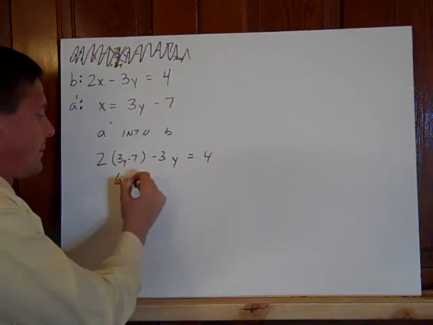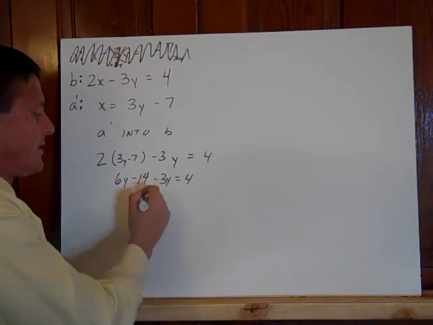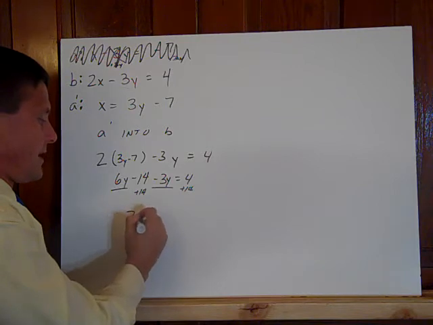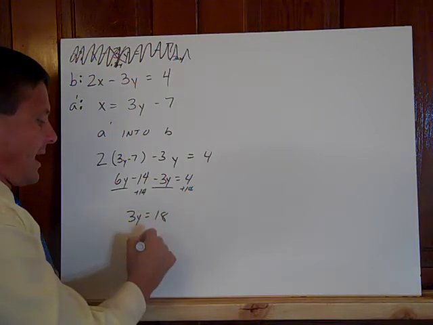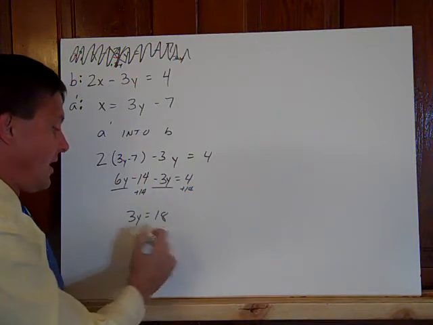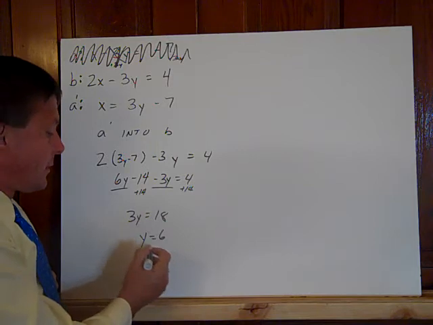And I end up with 6y minus 14 minus 3y equals 4. I'm going to add 14 to both sides, and combine the like terms. And I'm going to get 3y equals 18. So y has to be, we know 3 times blank equals 18. We know it's 6. The other option is divide both sides by 3, right? And it is 6. 18 divided by 3.